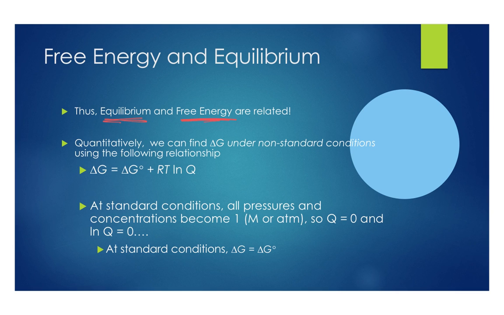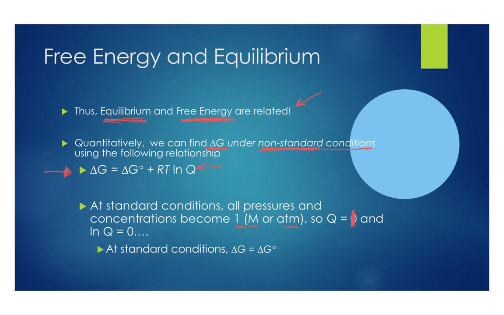Okay? And if we take that then and we start manipulating some equations and come up with a quantitative expression of this relationship, we can find the delta G for any reaction under non-standard conditions using this relationship. Delta G equals delta G standard plus RT ln Q. Okay. At standard conditions, all the pressures and concentrations become 1, either 1 molar or 1 atmosphere. And so as a result of that, in an equilibrium expression, Q is going to end up being 1. Again, that says 0 in your notes. Please make sure you change that.